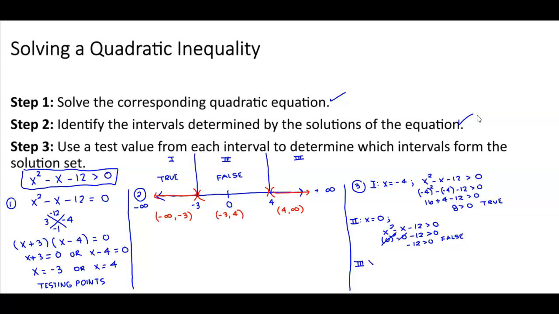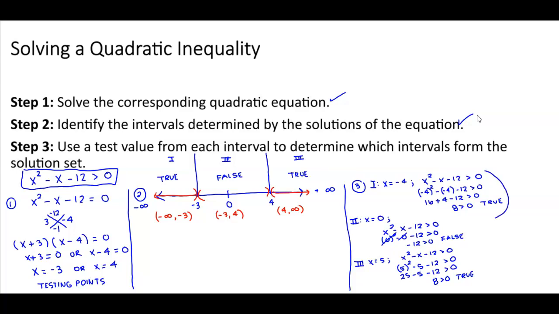Okay, now let's take a look at region number 3. For region number 3, we can pick a value that's above 4, so we'll pick 5. And then again, we're going to plug it into the inequality x squared minus x minus 12 to see if that's greater than 0. So we got 5 squared minus 5 minus 12. So 5 squared is 25 minus 5 is 20, and 20 minus 12 gives us 8 again, and 8 is greater than 0, so it's true. So that means it is true for that region.